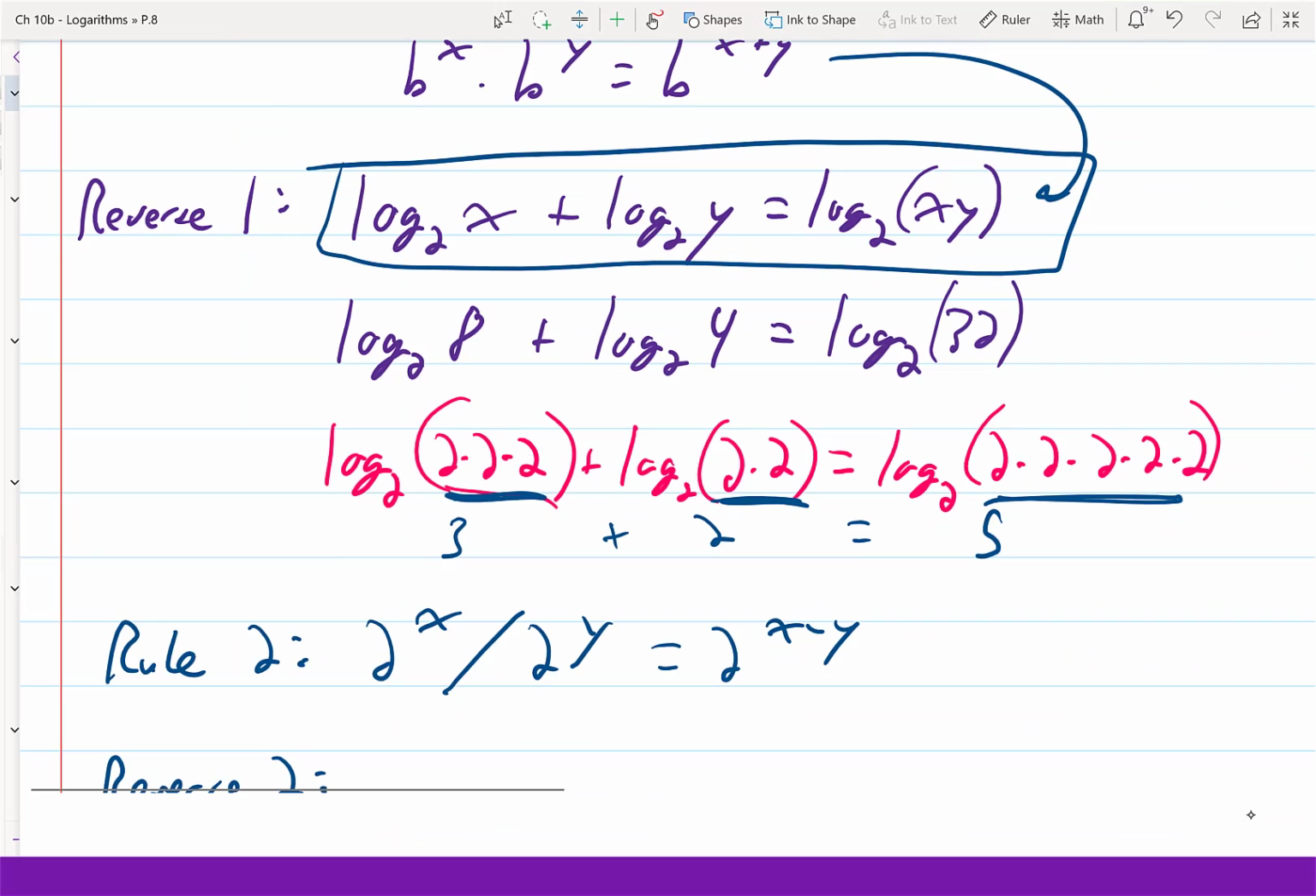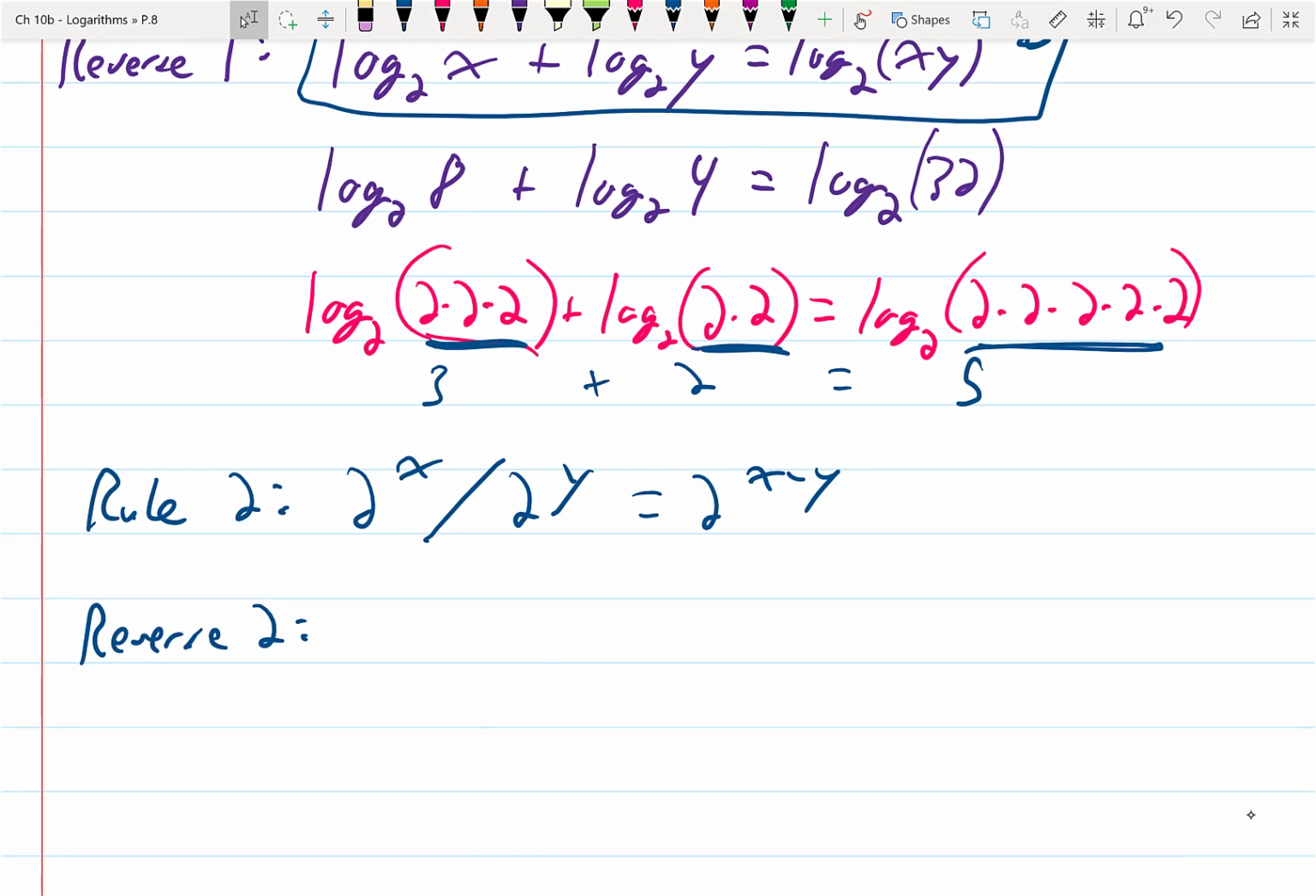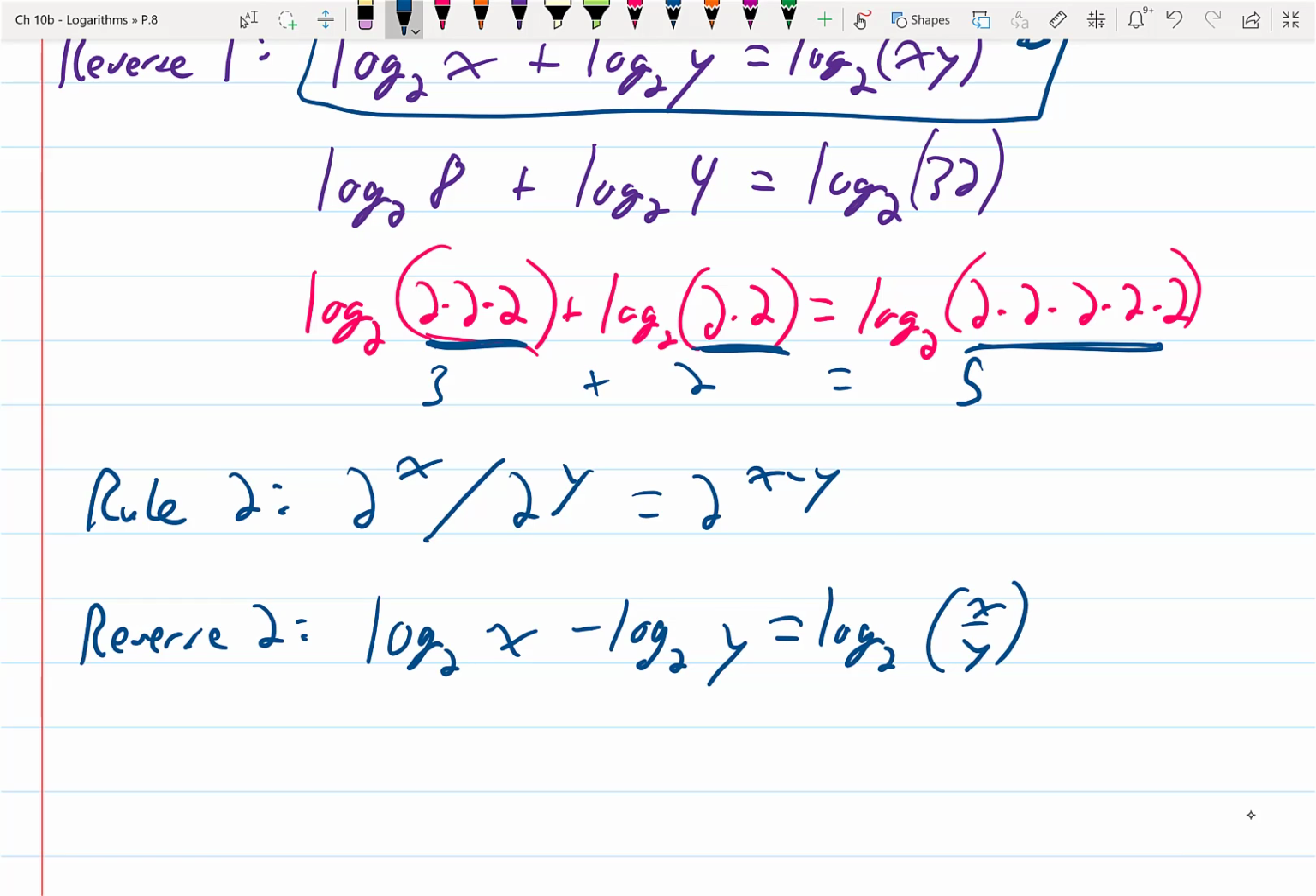All right, back to this. The reverse of rule 2 is to say that the log base 2 of x minus the log base 2 of y equals the log base 2 of x divided by y.